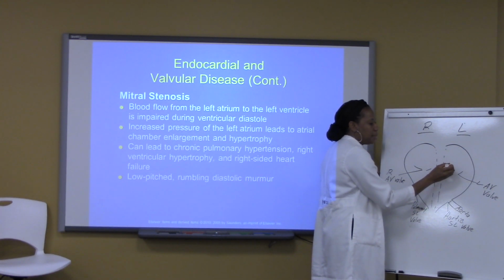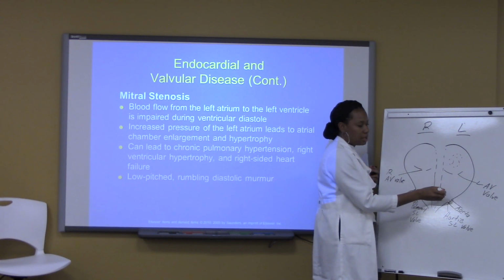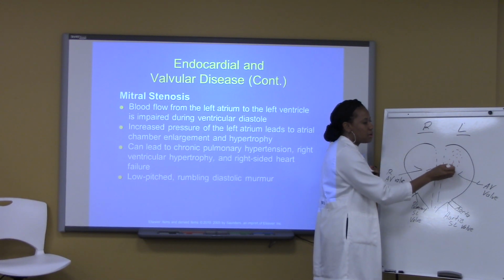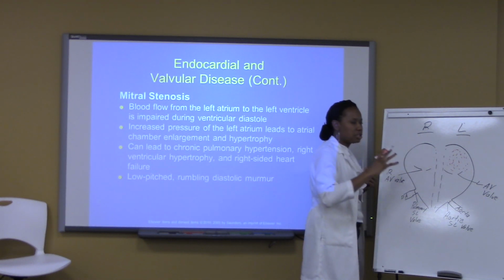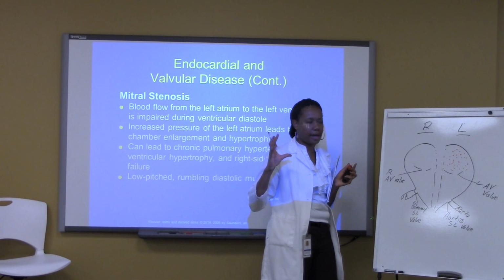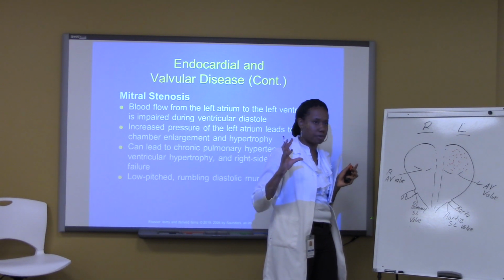And so what's going to happen here is the blood that's in the left atrium is not moving forward like it's supposed to, and it will just stay here and pool up. So when this blood stays here and pools up, it'll actually cause the left atrium to go into a state of hypertrophy and get very large.